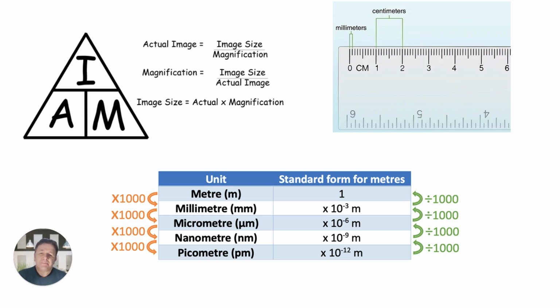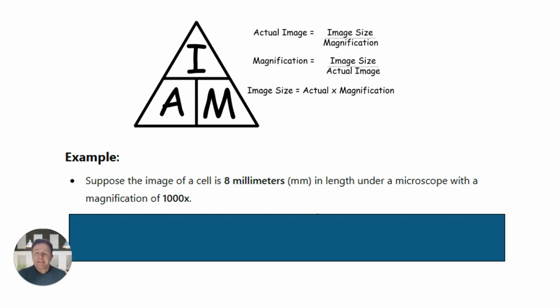And here are some units that they might ask you to do. The main thing you need to know is usually converting millimeters to micrometers. So to do that, you have to multiply your answer by 1000. So here's an example. I'd like you to, in a minute, pause the video and see how you get on with this question.